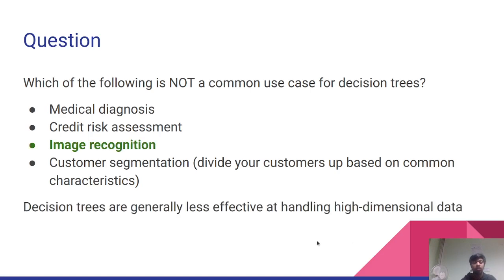So image recognition is the correct answer, because decision trees are not very effective at handling high dimensional data, and image recognition has very high dimensional data. So this is the correct answer.